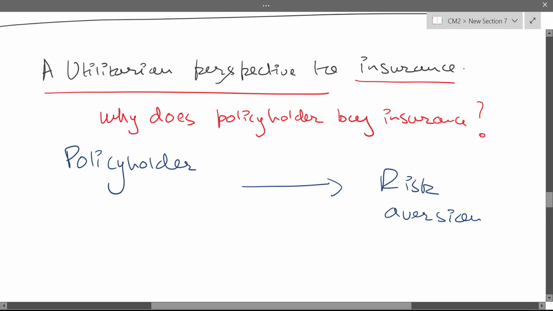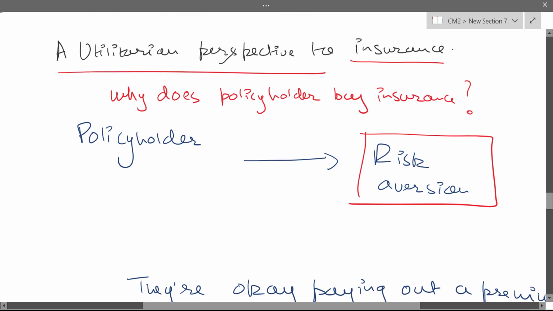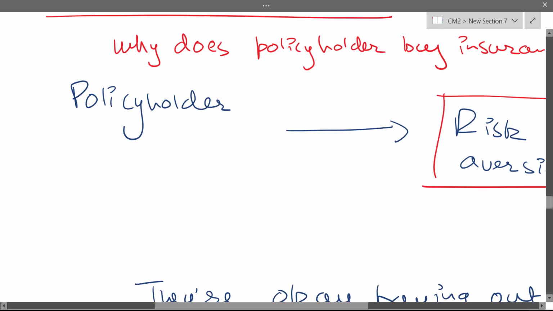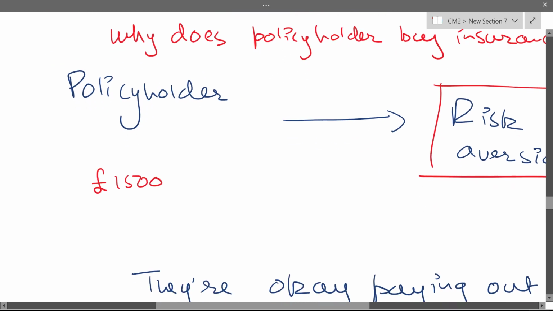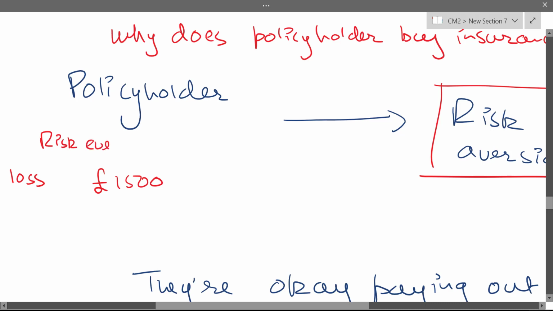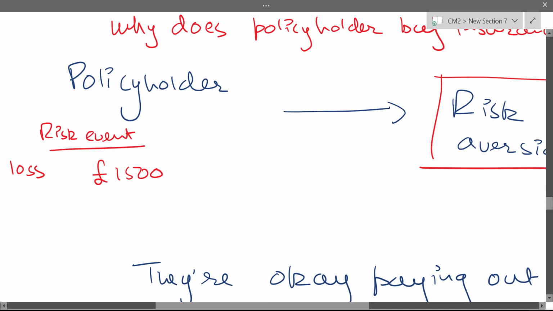The simple answer is that they buy an insurance policy because they are risk averse. So risk aversion is the primary reason for why insurance is bought by individuals. Let me explain this in more detail. Let's say there is a person, and let's just say they can suffer a loss of 1500 pounds. So there is some risk event with which they can incur a loss of 1500 pounds, and the probability of loss is 10%. So in 90% of cases there will be no loss, right? So this is the risk event that we are talking about.